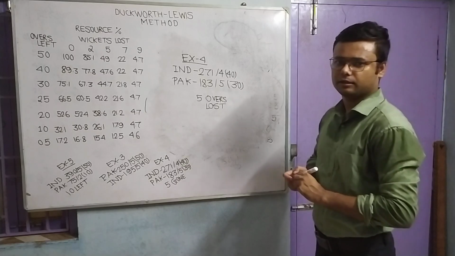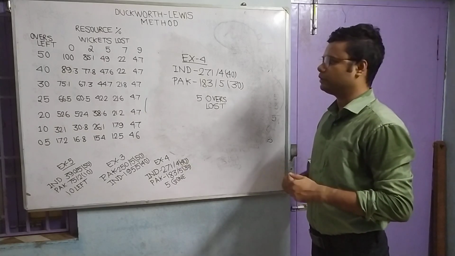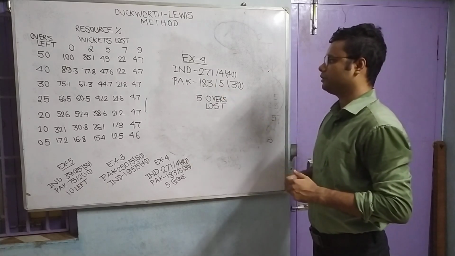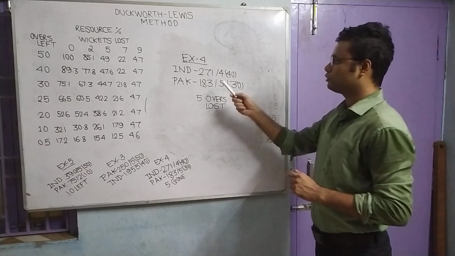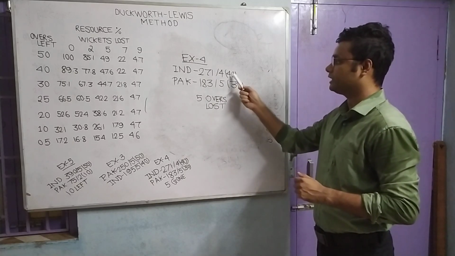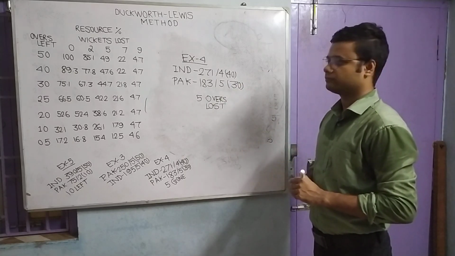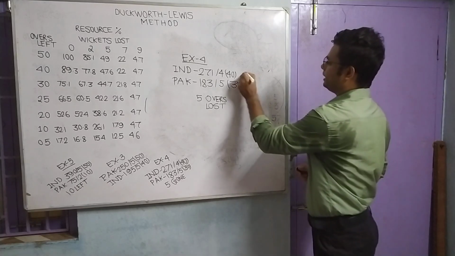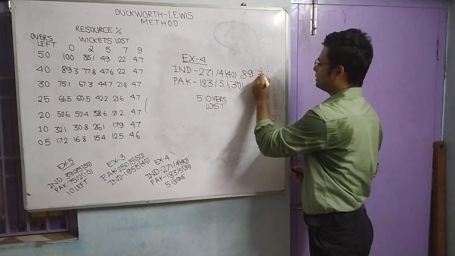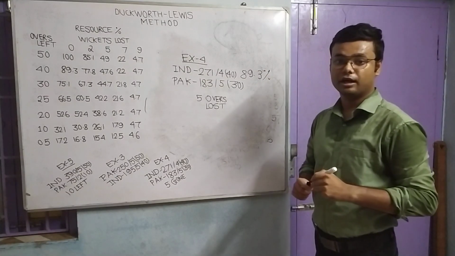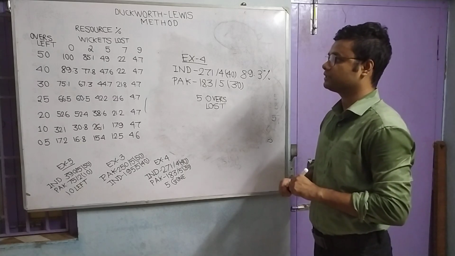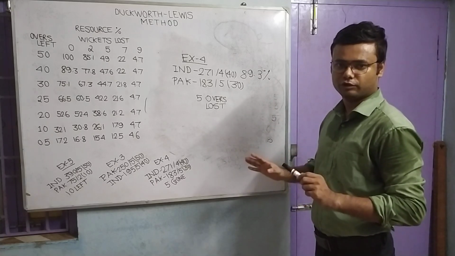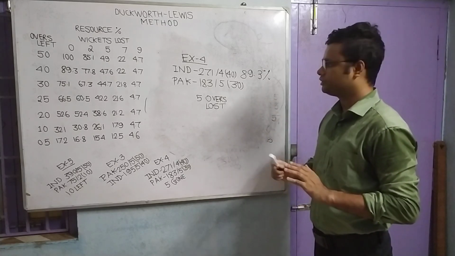Now the fourth one-day was going on between India and Pakistan, where India elected to bat first and set a target of 272. India scored 271 for 4 in their 40 overs. So their game is a 40-over match, not 50 over. From this chart you can see that 89% is the maximum resource percentage, not 100. 100 is considered as the resource percentage in a 50-over match. In 40 overs per side it is 89.3%.